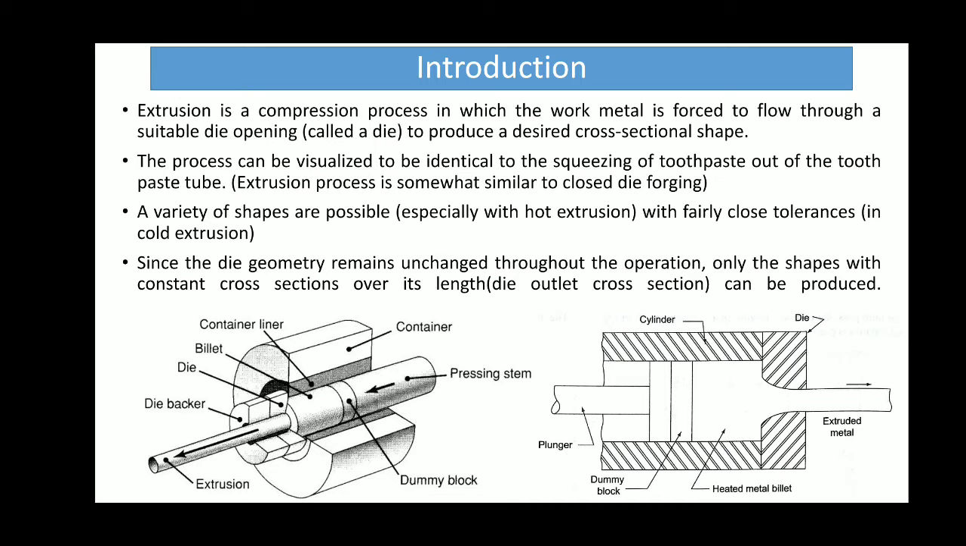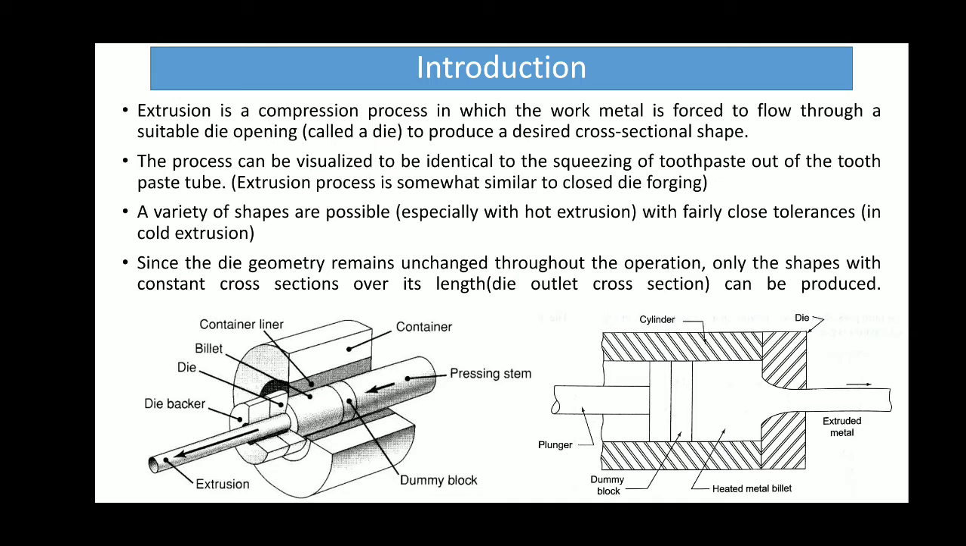So in that particular case, inside the toothpaste tube you have got the toothpaste, which you can visualize as the work metal, which will flow through the die opening. And the opening part, that is the round opening of the toothpaste, that mouth portion, you can consider as the die opening having a specific contour.